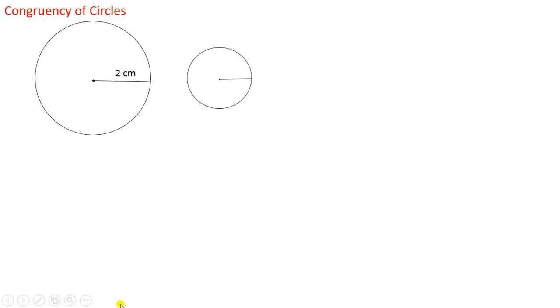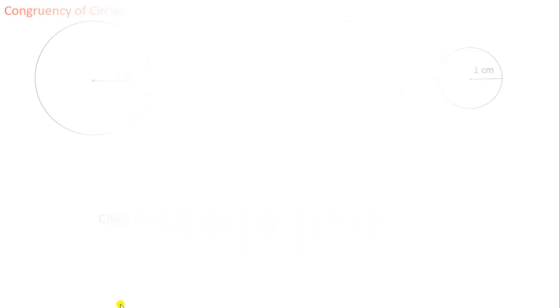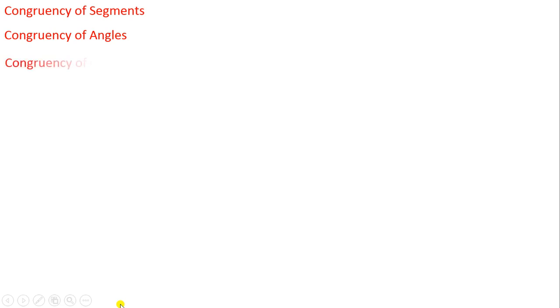Now we will see congruency of circles. Observe the given figures of circles. By observing, we can say the circles with equal radii are congruent. In this clip, we learn congruency of segments, congruency of angles, and congruency of circles. Thank you.